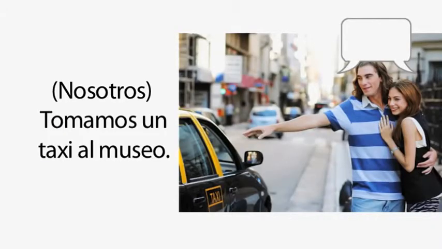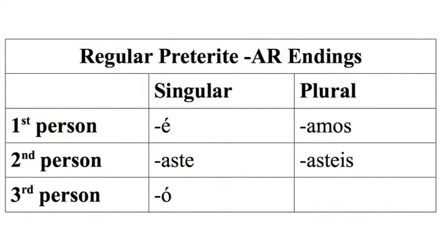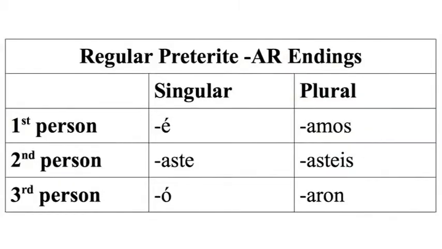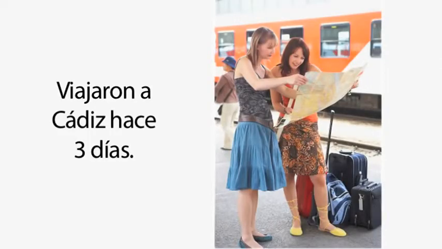Tomamos un taxi al museo. For the second person plural in Spain, you will use a form very similar to the second person singular with a little twist. Instead of aste, you'll have asteis. Just add an is to the tú form. No accents in this one. Viajasteis a Alemania ayer. And last, you already saw this form. Just add aron to the stem of the verb. Viajaron a Cádiz hace 3 días.